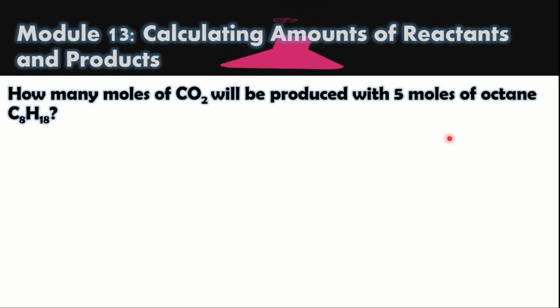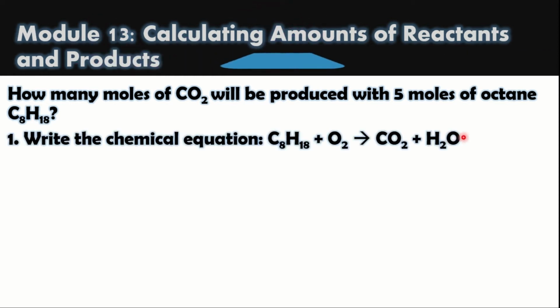Let us have an example. How many moles of carbon dioxide will be produced with 5 moles of octane or C8H18? Going back to our lesson in Module 12, this is an example of a combustion reaction wherein an organic substance will react with oxygen in the presence of heat to produce carbon dioxide and water. So this will be our chemical equation. This is our organic substance. If it reacts with oxygen, it will burn to produce carbon dioxide and water.